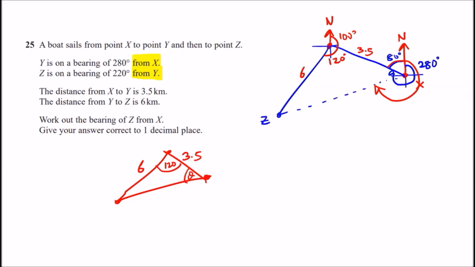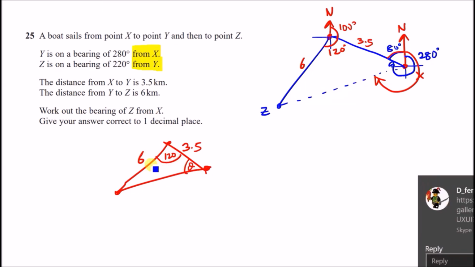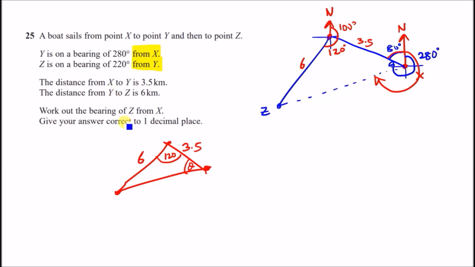Now at this stage, all we have to do is pick either the sine or cosine rule and find what we need. Unfortunately, with what we have so far, we can't work out theta because to use the sine rule, we need a matching pair of angle and length. We have 6 and theta, but we don't have something for 120, and we don't have 3.5 with another angle. So what we could do is use the cosine rule and try and work out this unknown length here. Let's call this unknown length x, yeah? So we can now use 6, 3.5, x, and angle 120.